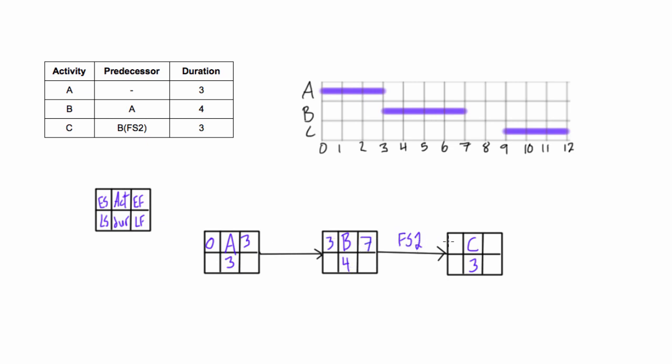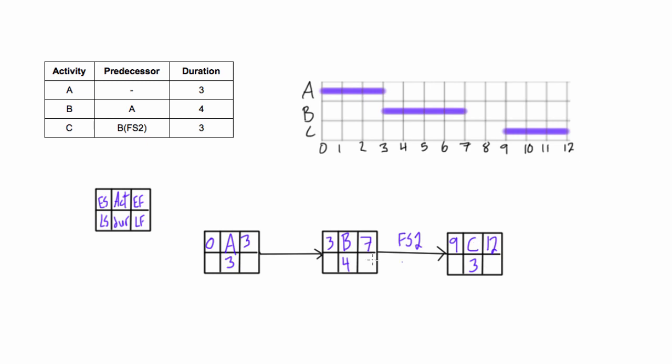And now what we do is the earliest start of C can start 2 days after the earliest finish of B. So just add 2 to this, so we have 7 plus 2 is 9, and then 9 plus 3 is 12. And look, we can check up here to make sure that we have this correct, right? So A goes from 0 to 3, B goes from 3 to 7, and C goes from 9 to 12. So that checks out for our early starts and early finish.